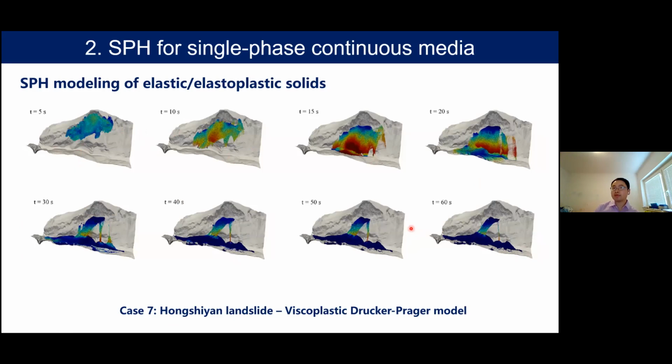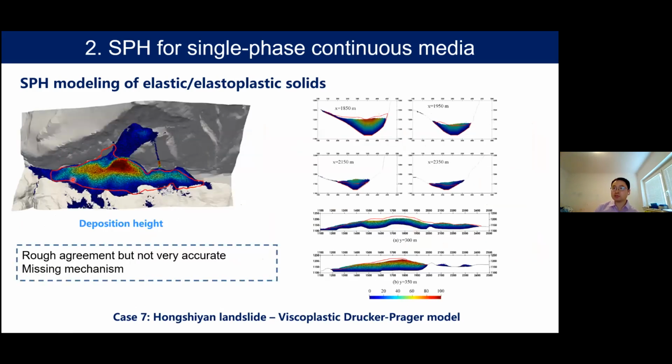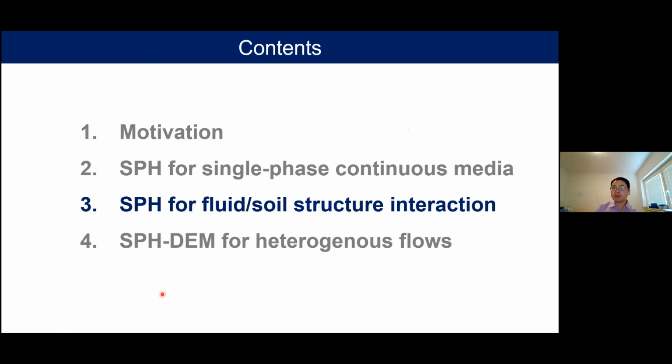We compare the final runout with observations, and this is the deposition height in different sections. You can see that the result is reasonable, but still it cannot very accurately capture the section. So it means that there are some missing mechanisms we will introduce later.